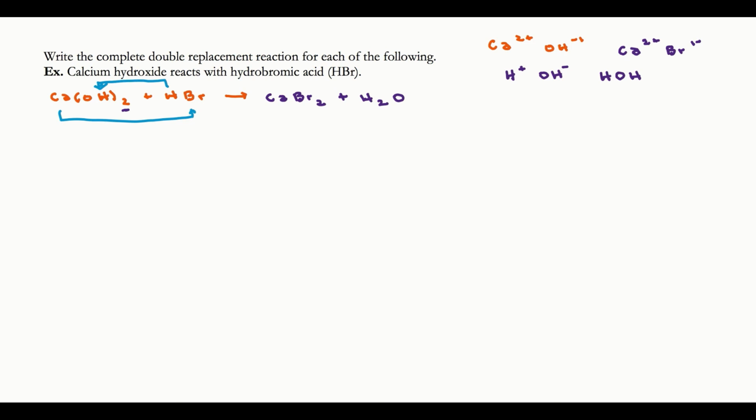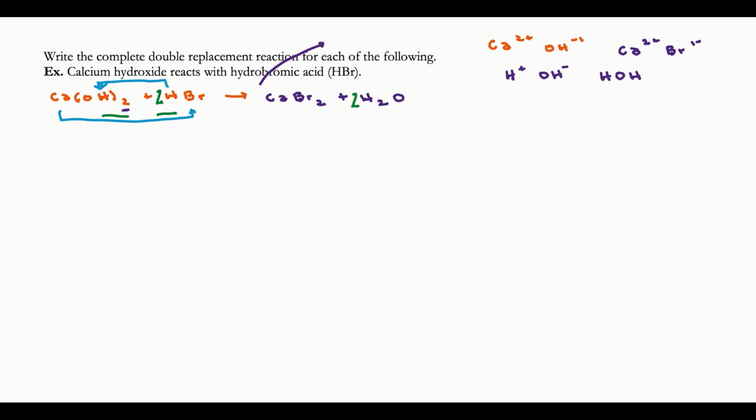So for bromide, I've got 1 bromide on my reactant side, 2 on my product side. So I'm going to need to put a 2 in front of hydrobromic acid. Now I have 2 hydrogens from calcium hydroxide, 2 from the acid, so that's a total of 4. So I'm going to put a 2 in front of water, and I am done. Now, this is a type of double replacement reaction.